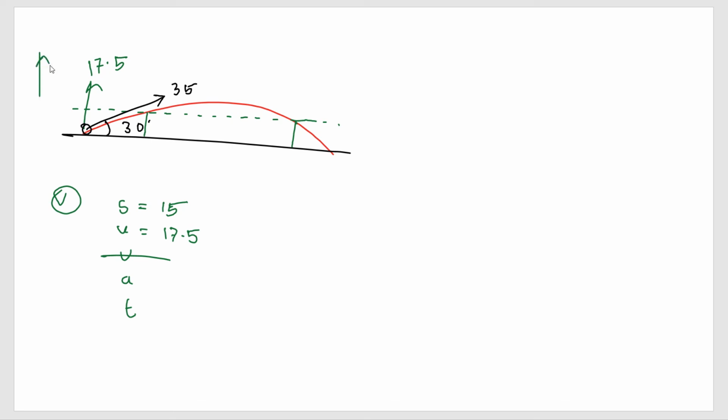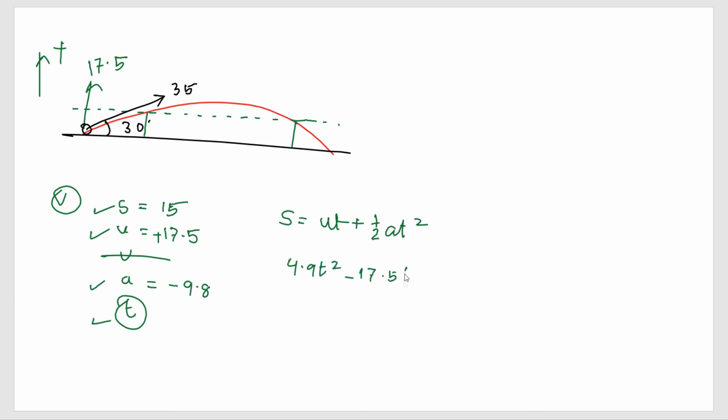Now as we have taken the upward direction as positive, we have taken the upward velocity as positive. So the value of acceleration will be negative 9.8. And time is something that we need to find out. So now we will use a formula which uses S, U, A and T. The formula that clicks up is S equals UT plus half AT square. So all the things are known other than T, and by substituting all the values we get a quadratic equation which looks something like this: 4.9 T square minus 17.5 T plus 15 equals 0. From here we can see that we will get two values of T.